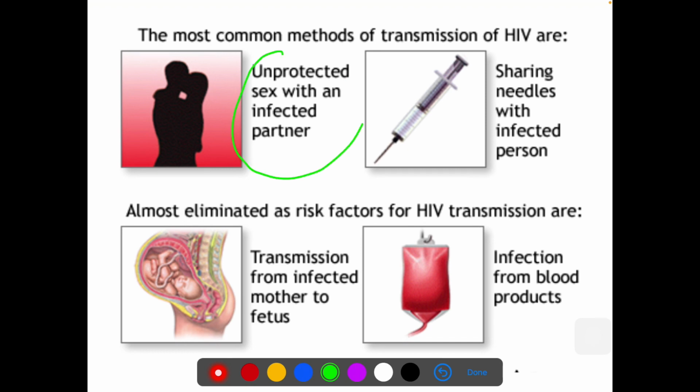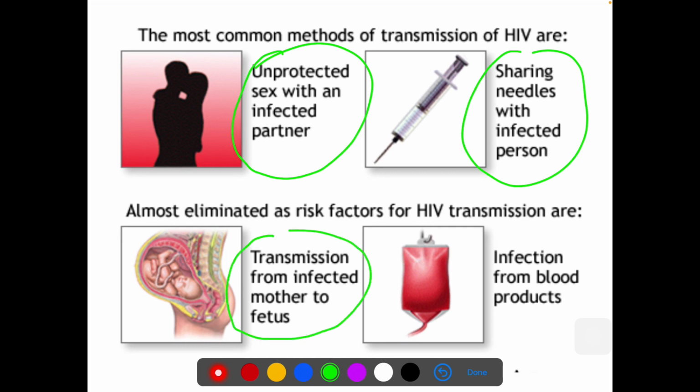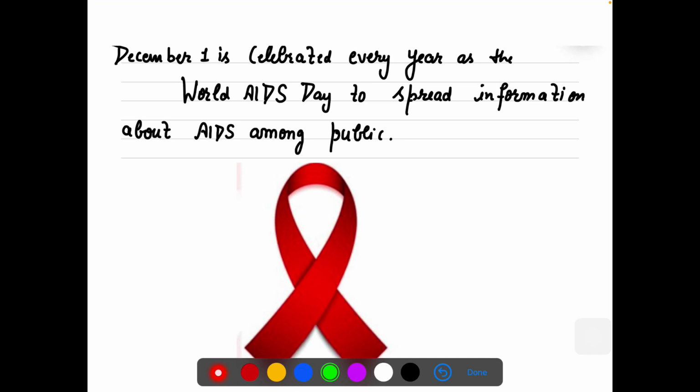So as you can see, that is unprotected sex, sharing needles with the infected person, and also the most important, the transmission from infected mother to the fetus. That is also one of the important transmission points. If the infected blood is transfused to the healthy body, then it can travel from the infected to the healthy person.